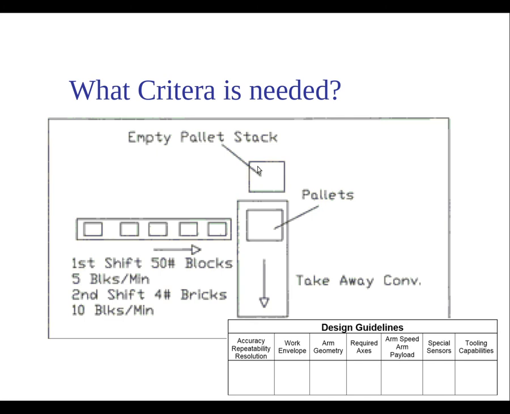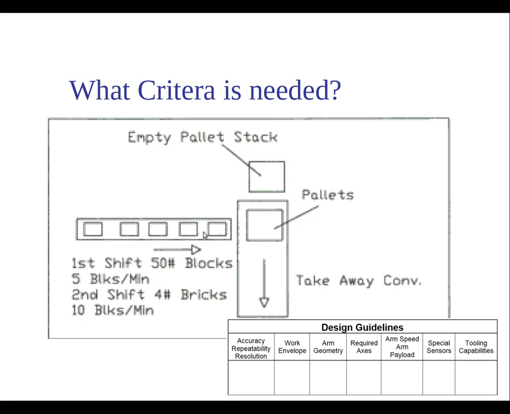how you're stacking them. The arm geometry may not be all that important there, as long as you can pick it up from the one conveyor and set it properly on the pallet, or maybe, depending on how you're stacking it on the pallet, you might need an articulated robot. You're going to be trying to pick up 2 different types of blocks, so again, tooling is probably kind of important.